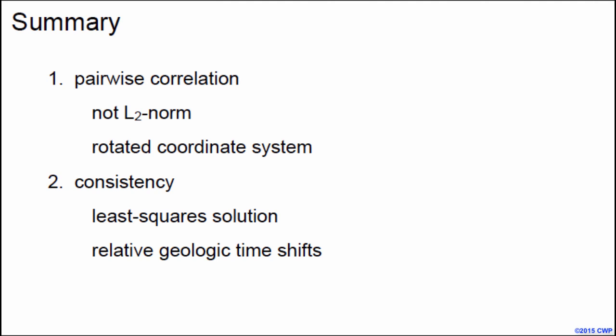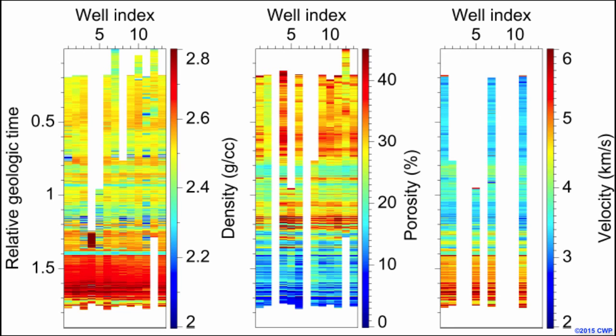Once we have these sequences of corresponding depths, we can use them in a least squares problem to solve for relative geologic time shifts that ultimately align all logs simultaneously. And once we have aligned logs, we can now find a set of corresponding depths for every constant relative geologic time in this image, for which we can map from time back to depth to get our final correlation.